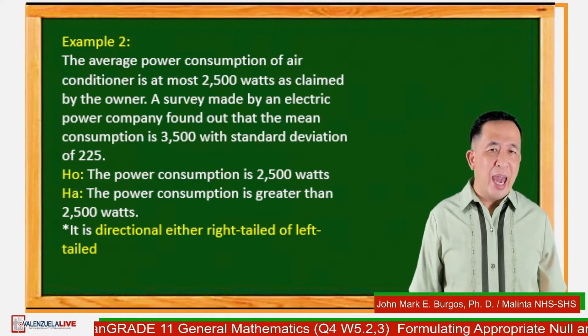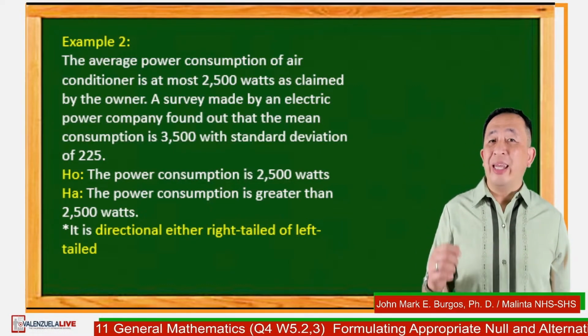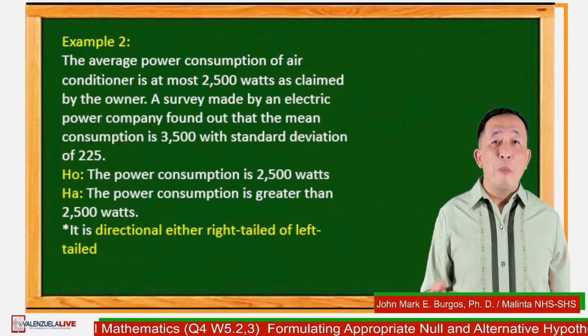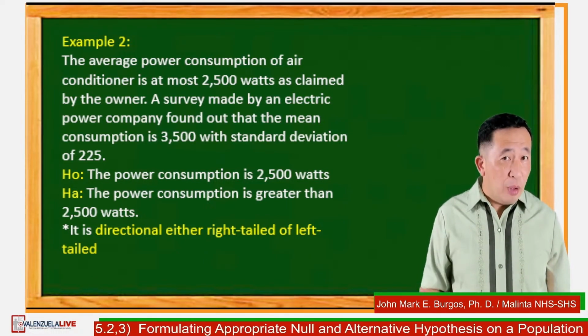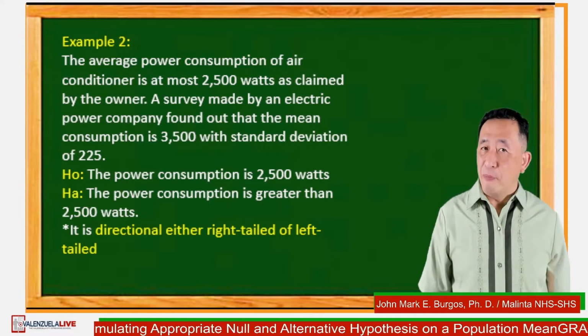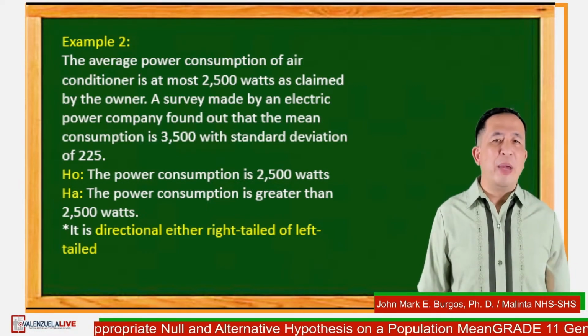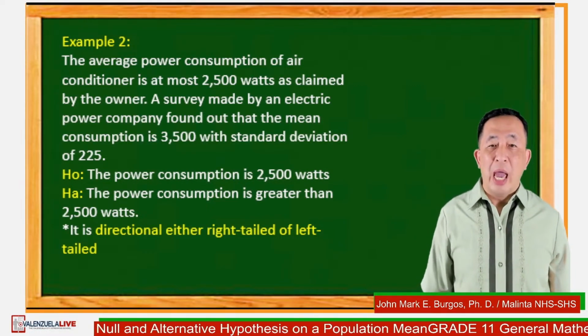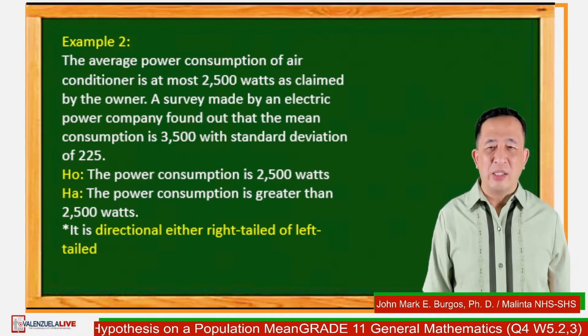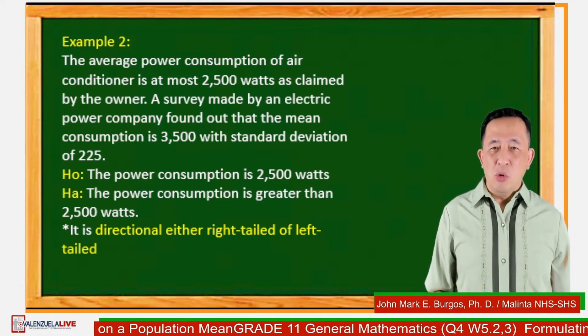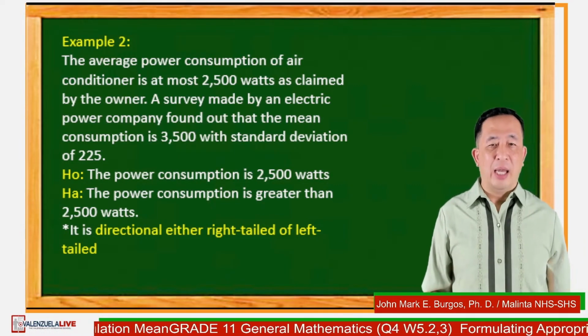Of course, the owner will claim the null hypothesis, which is H0, or the power consumption is 2,500 watts. On the other hand, it will be contradicted by someone who made the survey, who will be using the alternative hypothesis, or HA. He will be claiming that the power consumption is greater than 2,500 watts.